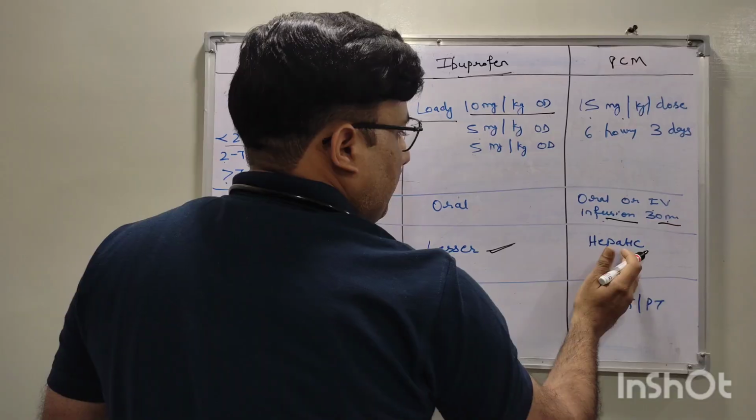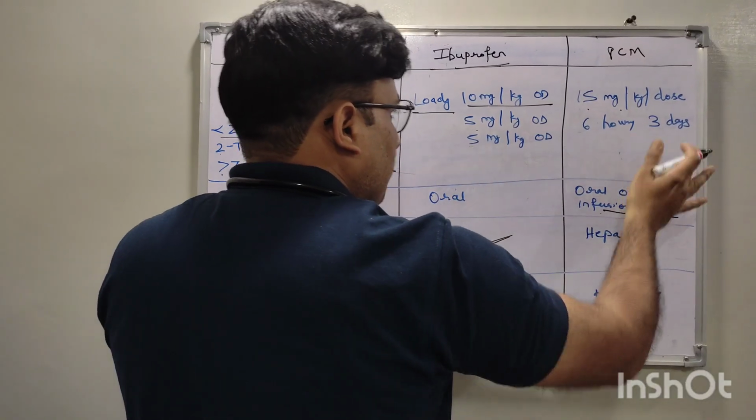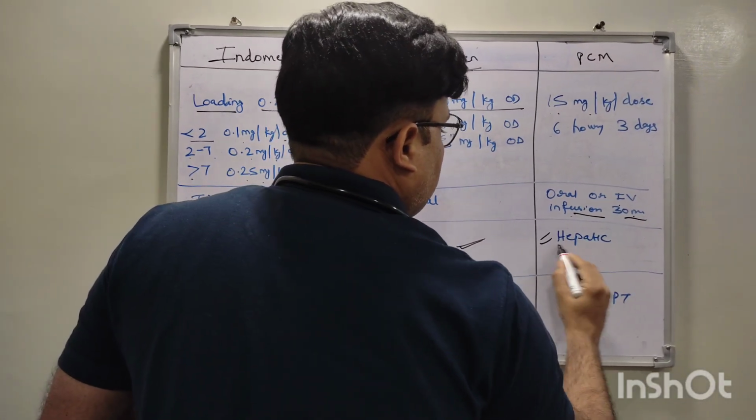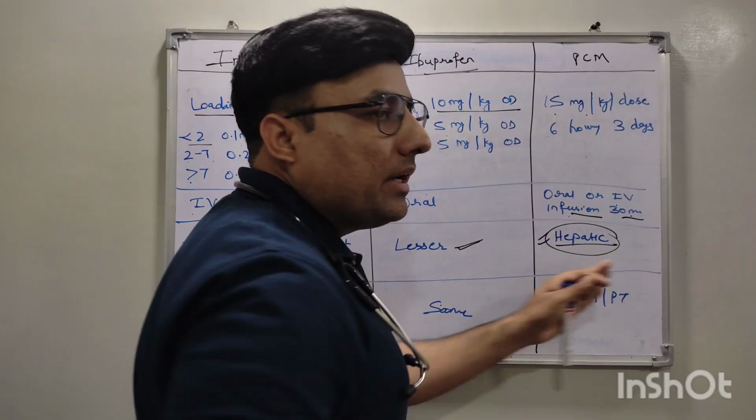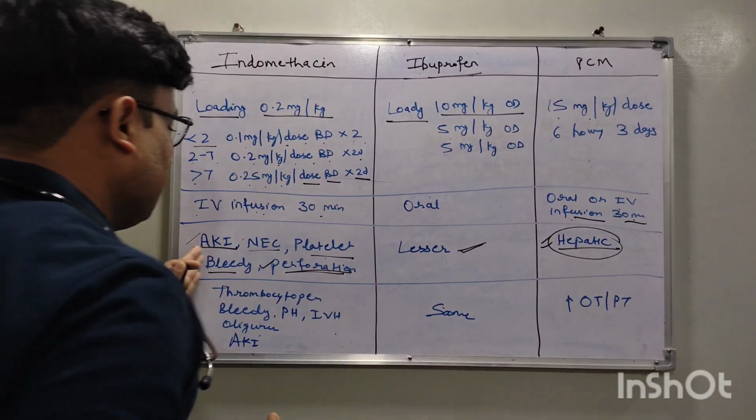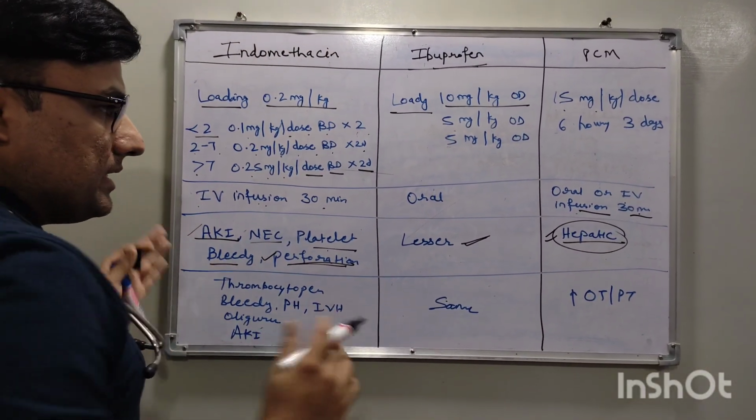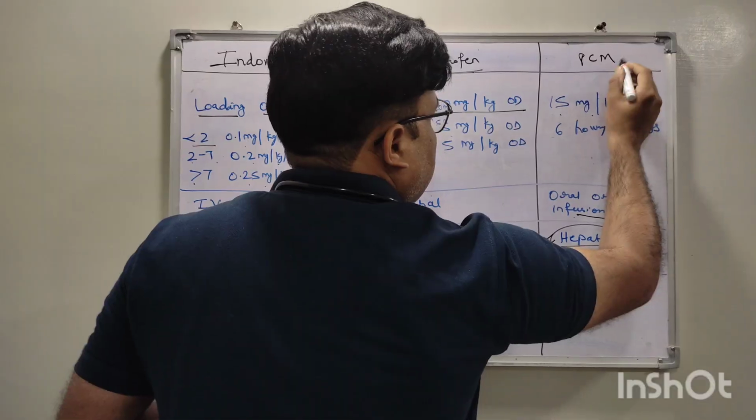Third is Paracetamol, the safety profile is even better, and here the adverse effect is hepatic dysfunction. Here renal, platelet and bleeding effects are less, but hepatic dysfunction is there with Paracetamol.